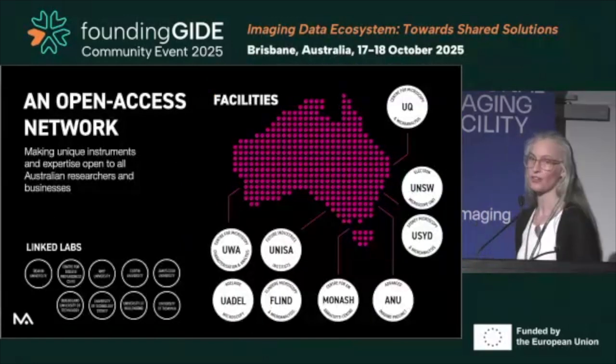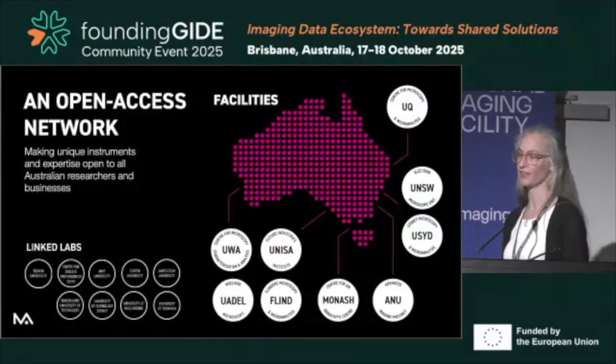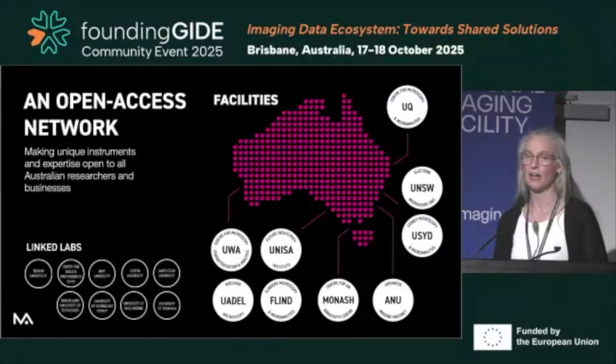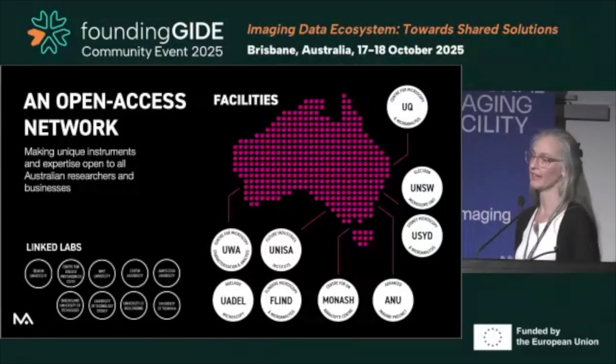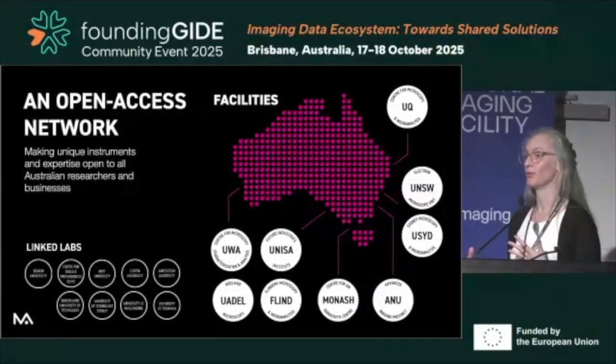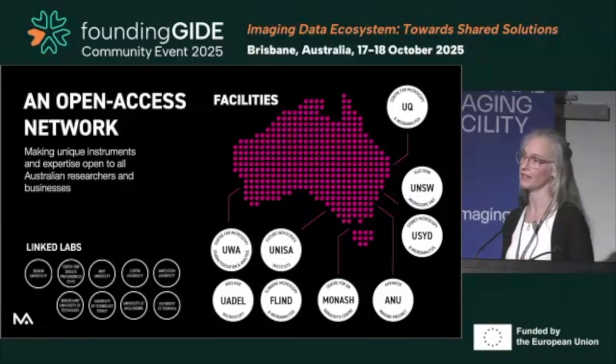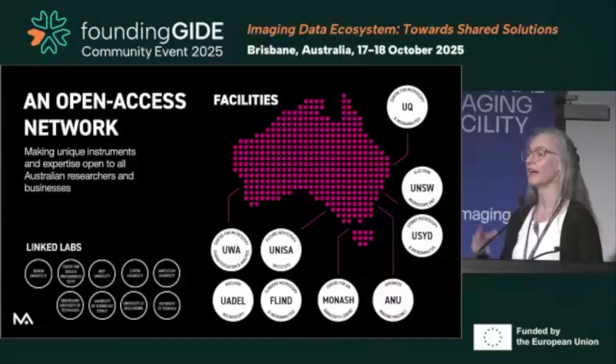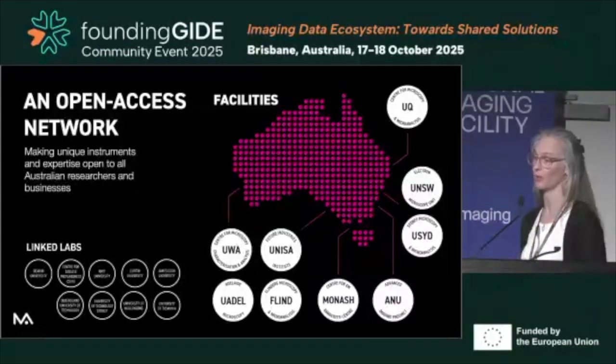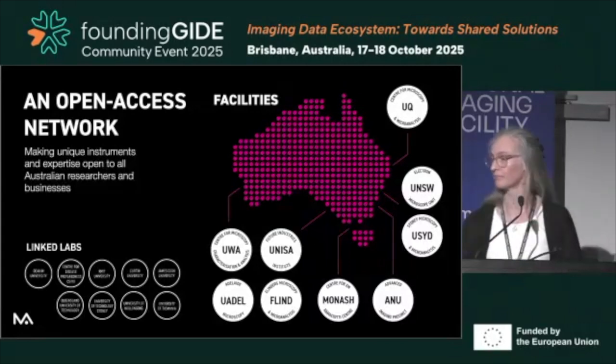So Microscopy Australia is an open access network. We are based at 9 different facilities around the country, and we also have links to our affiliated labs, which is another 9 laboratories, where what we provide for the linked labs is more the professional development opportunities and networking connections, whereas at the facilities we're actually looking at technology investments and supporting staff that then provide that uplift in capability to support Australian researchers.